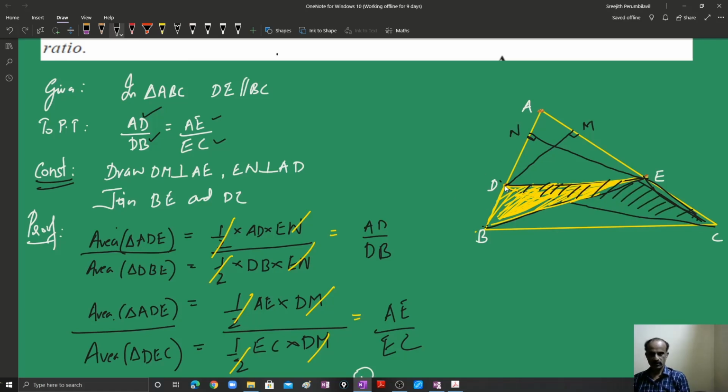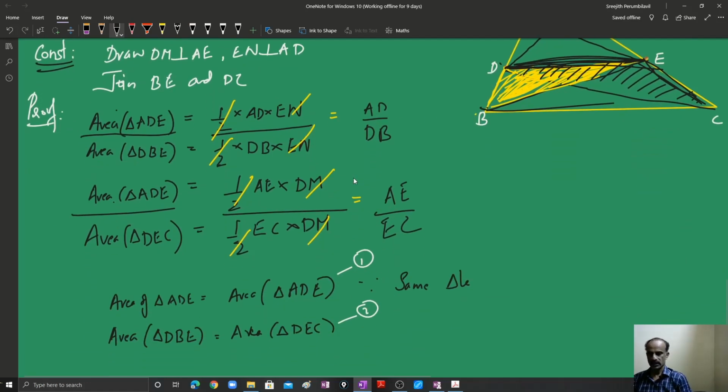They are equal because they are two triangles with the same base and lying between two parallels. Which are the parallels? DE and BC. I repeat, these two triangles are equal because they are two triangles with the same base.